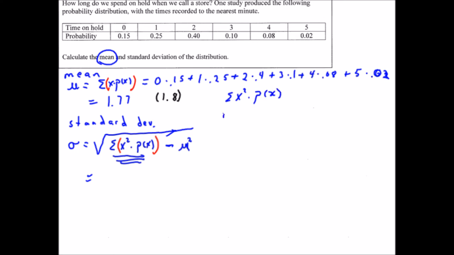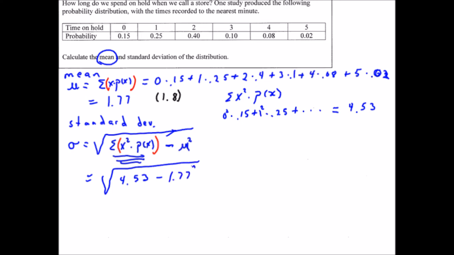So we would do 0 squared times 0.15 plus 1 squared times 0.25 plus... We would continue that out. We would end up with a value of 4.53. Now I can use that and substitute into the formula. 4.53 minus my mean squared, which was the 1.77 quantity squared.